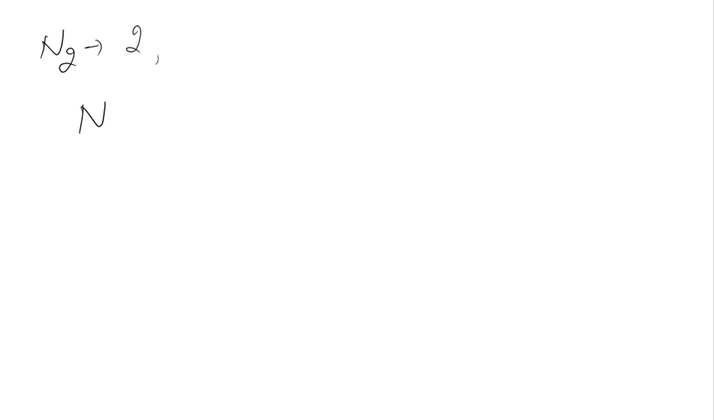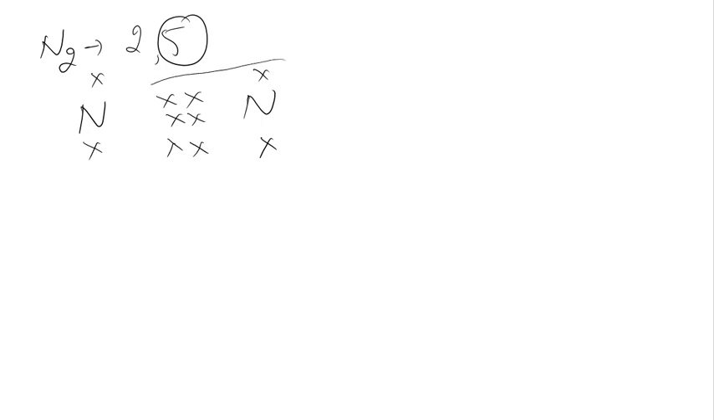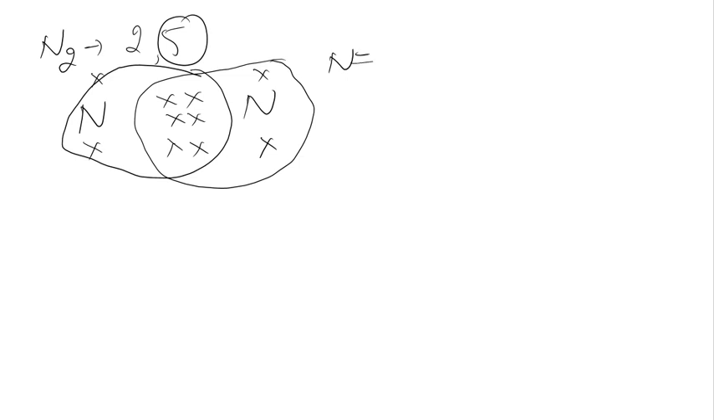Okay, 2 and 5. 5 are the electrons of the outermost shell. So 1 2 3 4. There will be 3 pairs. This will be the bonding. So N triple bond N will be there.